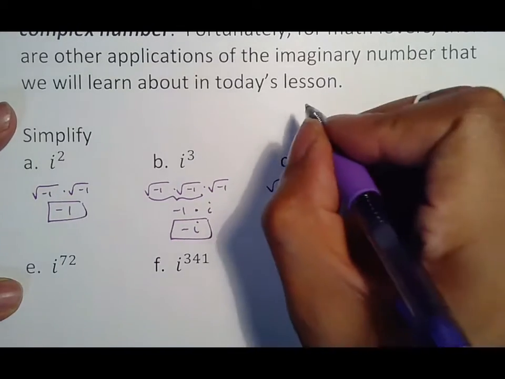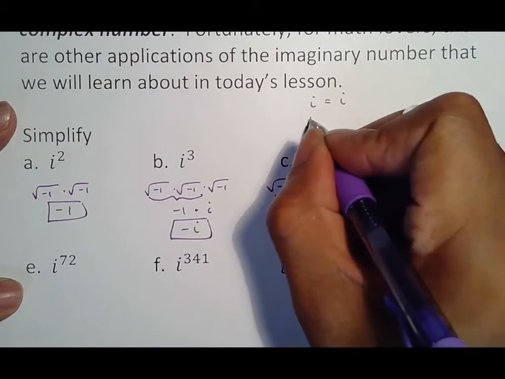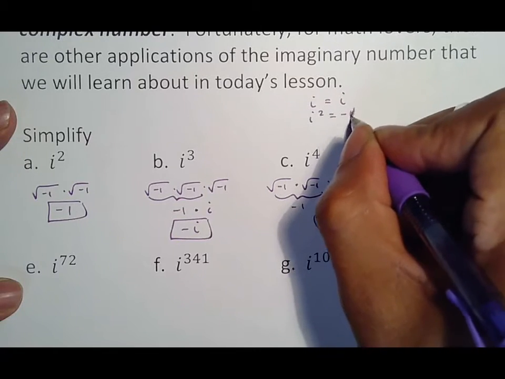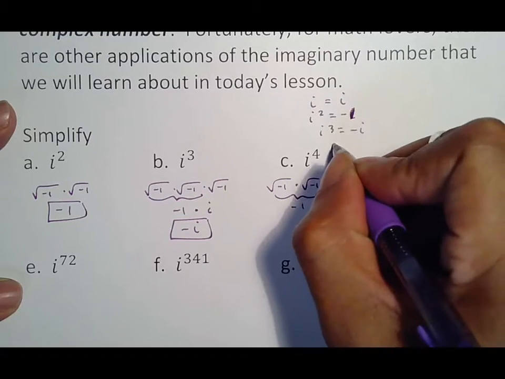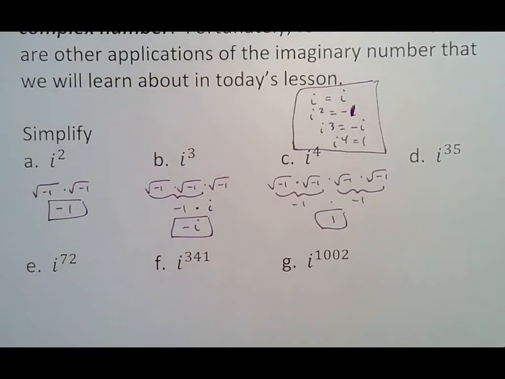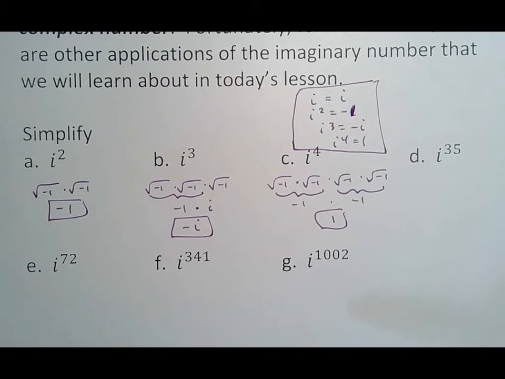So overall, here's what you have to memorize. i to the first is i. i to the second is negative 1. I just put negative i, I'm sorry, it's negative 1. i to the third is negative i, and i to the fourth is 1. If you memorize those four things, then the rest of these will be just fine, because again, i to the first is itself, i to the second we just proved is negative 1, i to the third we just proved is negative i, and i to the fourth, because it would be i squared squared, is a positive 1.